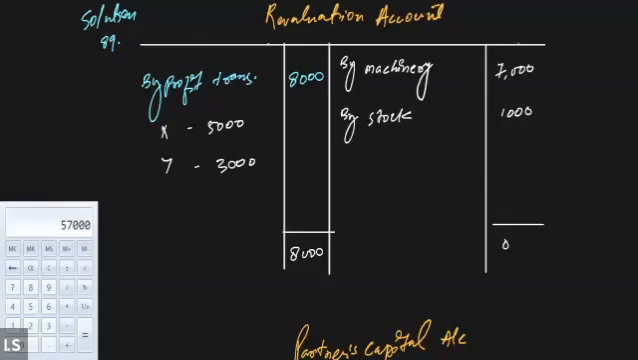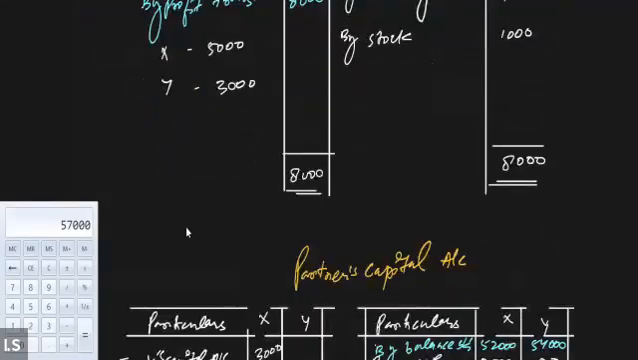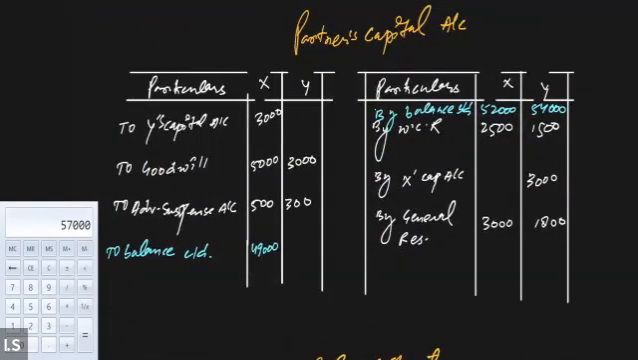Is it correct, everyone? Yes, sir. Now transferring the value of the profit to the partner's capital account, I'll write down by the valuation account 5,000 and 3,000. Now the value of the closing capital for X will increase by 5,000. So 49,000 plus 5,000, it will be 54,000.